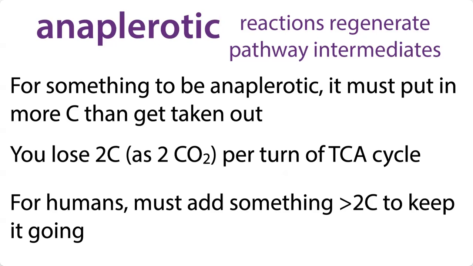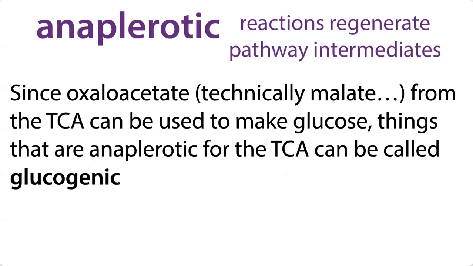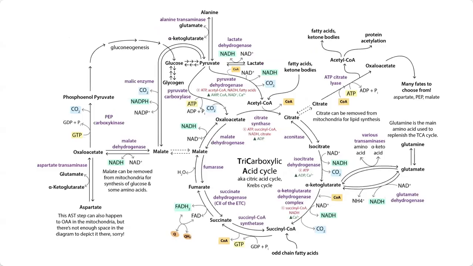So you lose 2 carbons as CO2 per turn of the cycle. And so we need to add something greater than 2 carbons in order to keep it going. A lot of the time, we can also call these anaplerotic things glucogenic, because that means we can basically make glucose from them, because we could take out the malate from the cycle and use that malate in order to make glucose.